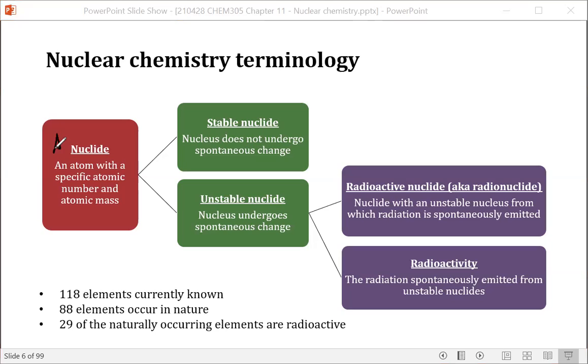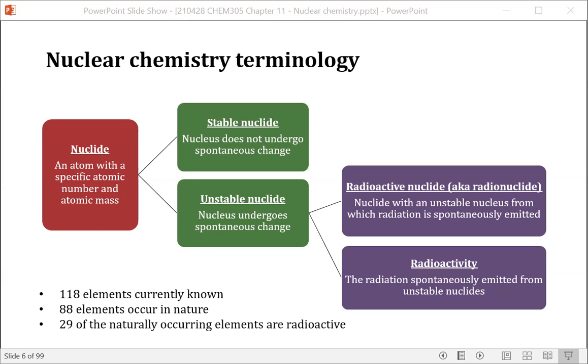Nuclide, this is the first thing. It's an atom with a specific atomic number and atomic mass. And then we have stable and unstable nuclides. So a stable nuclide does not undergo a spontaneous change in the nucleus. So it has a stable nucleus and it won't spontaneously change. Versus an unstable nuclide is a nucleus that will undergo a spontaneous change.